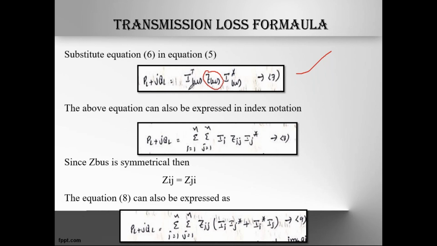Now, this above equation can also be expressed in index notation. So index notation is nothing but PL plus jQL. So this one term is for real power bus, and the second one is Z11. So if you want to find the matrix, you have to write it in the form of Zij. So Zij చేస్తే మనకు Z11 ఈ విధంగా మ్యాట్రిక్స్ ఫామ్ అవుతుంది. So for the matrix, we have to represent equation 7 in index notation. ఈ విధంగా ఇండెక్స్ నోటేషన్ అంటారు. అంటే ఇంపిడెన్స్ మ్యాట్రిక్స్ ని ఐజే ఫామ్ లో రిప్రజెంట్ చేస్తారని ఇండెక్స్ నోటేషన్ అంటారు.